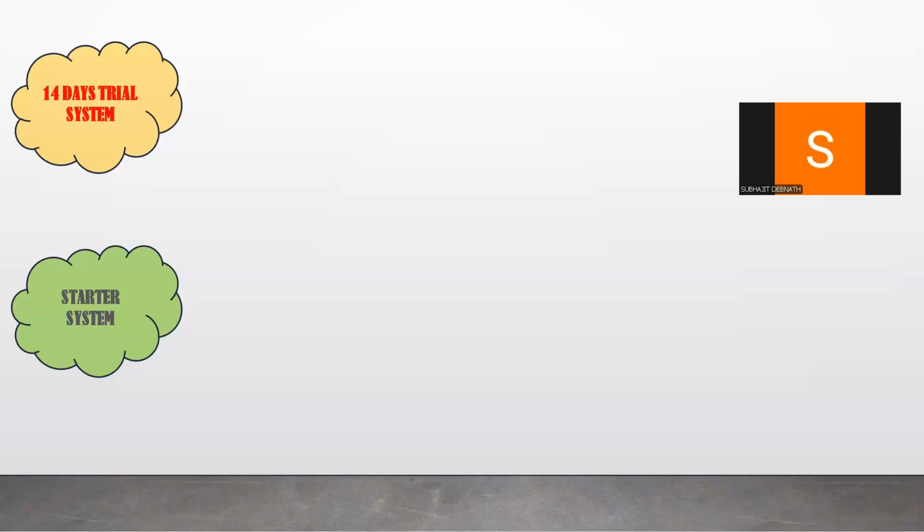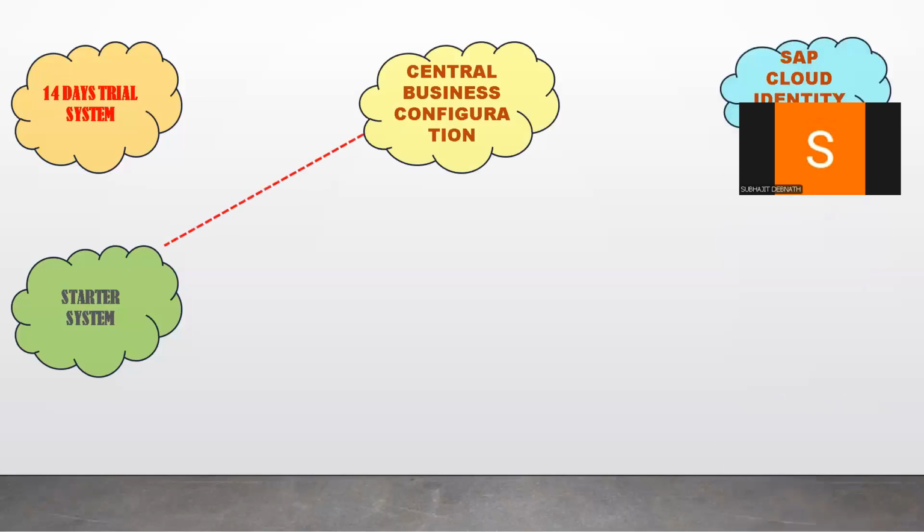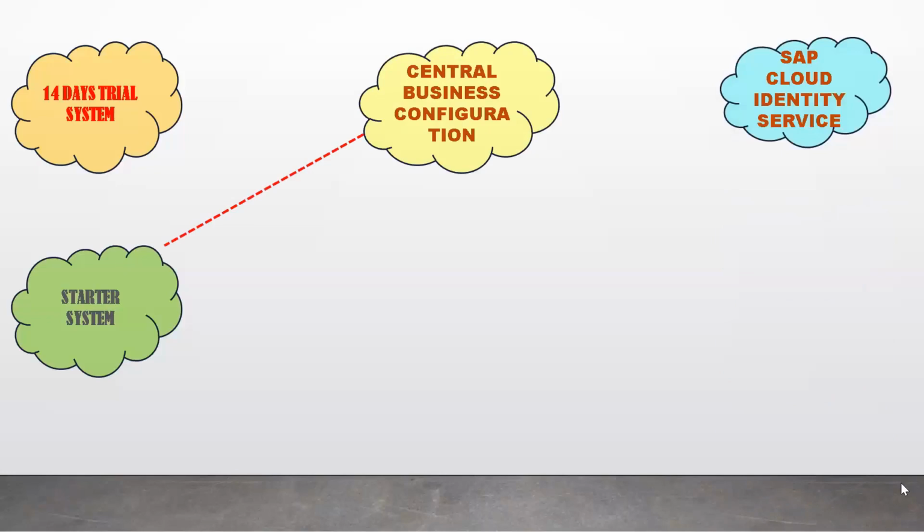Okay, so next the most important part is here you can see one portion which is called the SAP Cloud Identity Service. This is most important. This is essentially the gatekeeper of your SAP environment. Every time a user logs into any SAP system, their credentials are authenticated by this service. It makes sure that the right people have access to the right system and data.